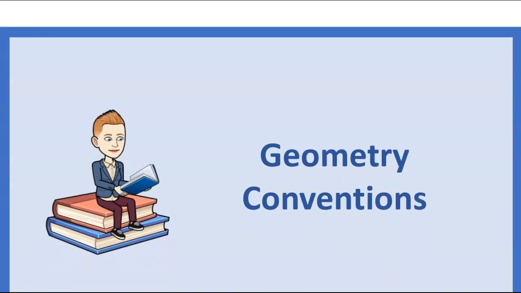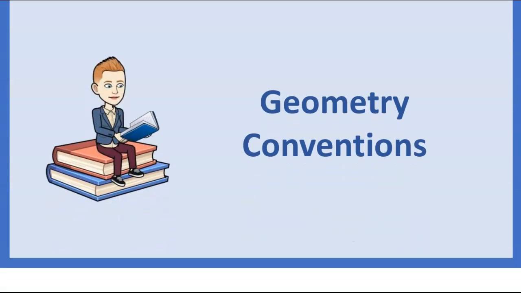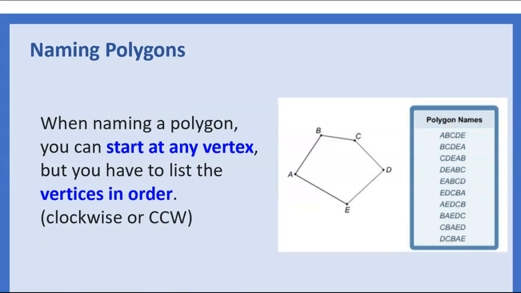So to start off with, let's talk about some geometry conventions. We might have mentioned these in the last lesson or earlier in this unit, or these might be new to you. Either way, let's just make sure we're clear on what these conventions are. So first off, when we're naming polygons, we have to name the vertices in order. You can start with any vertex you want, and you can go in any direction you want.